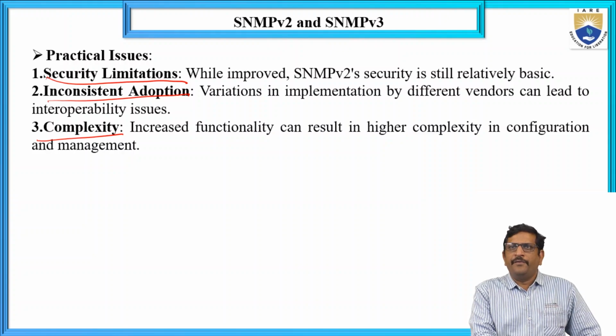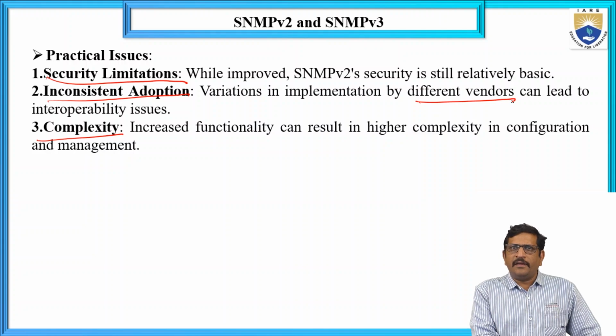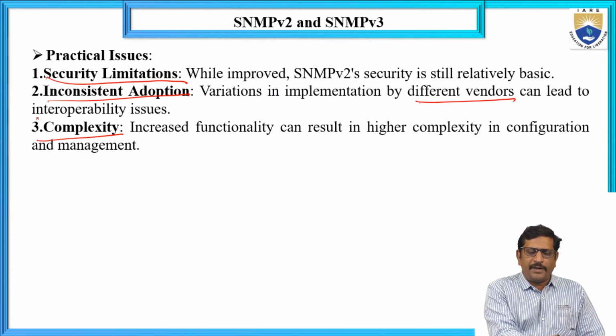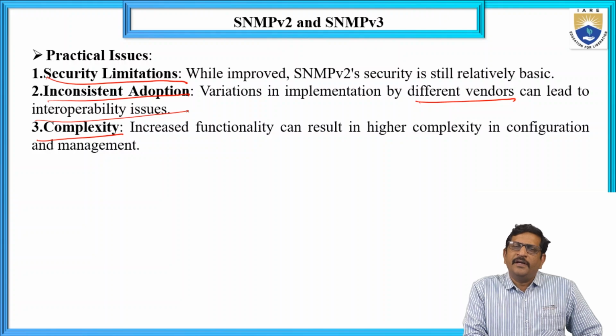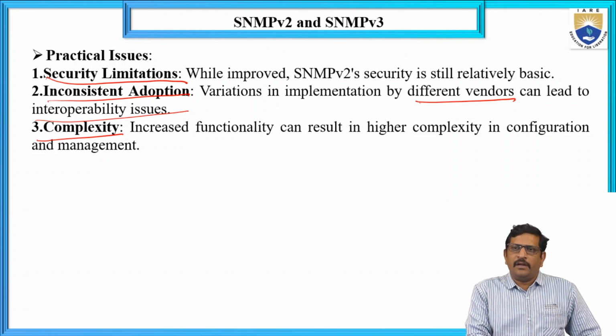That means variations in implementation by different vendors can lead to interoperability issues, internal operation issues. So that is inconsistent adaptations, the variations in implementations by the different vendors. When it arises, it means internal operations: if any issues arise in internal operations between two devices over the network, then these adaptations can be considered.